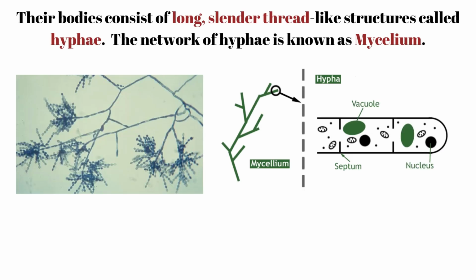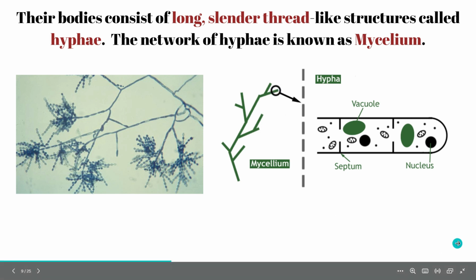Moving on to one of the important characteristics of fungi, their body consists of long, slender, thread-like structures called hyphae, and the network of hyphae is known as mycelium. Here you can see the tip is called hypha, which consists of all the cell-bound organelles, and the complete network of these hyphae is called mycelium. This resembles the roots of a plant.